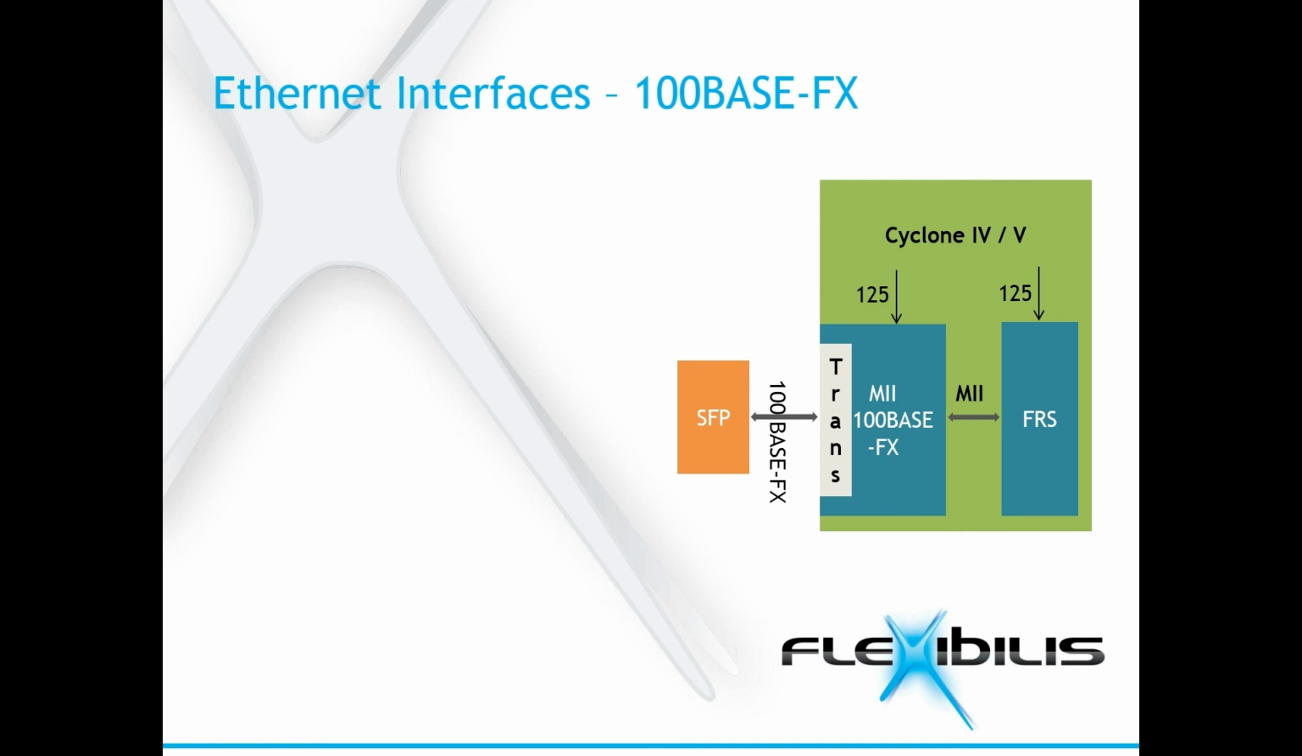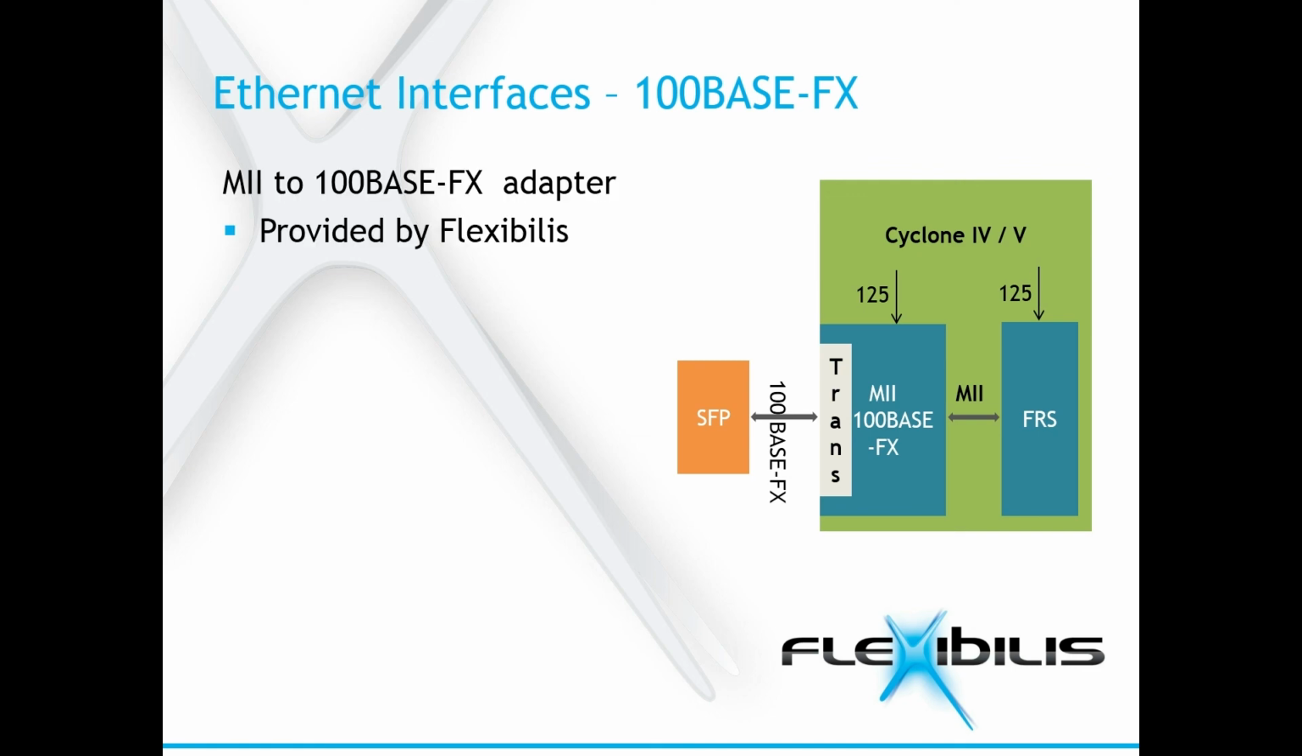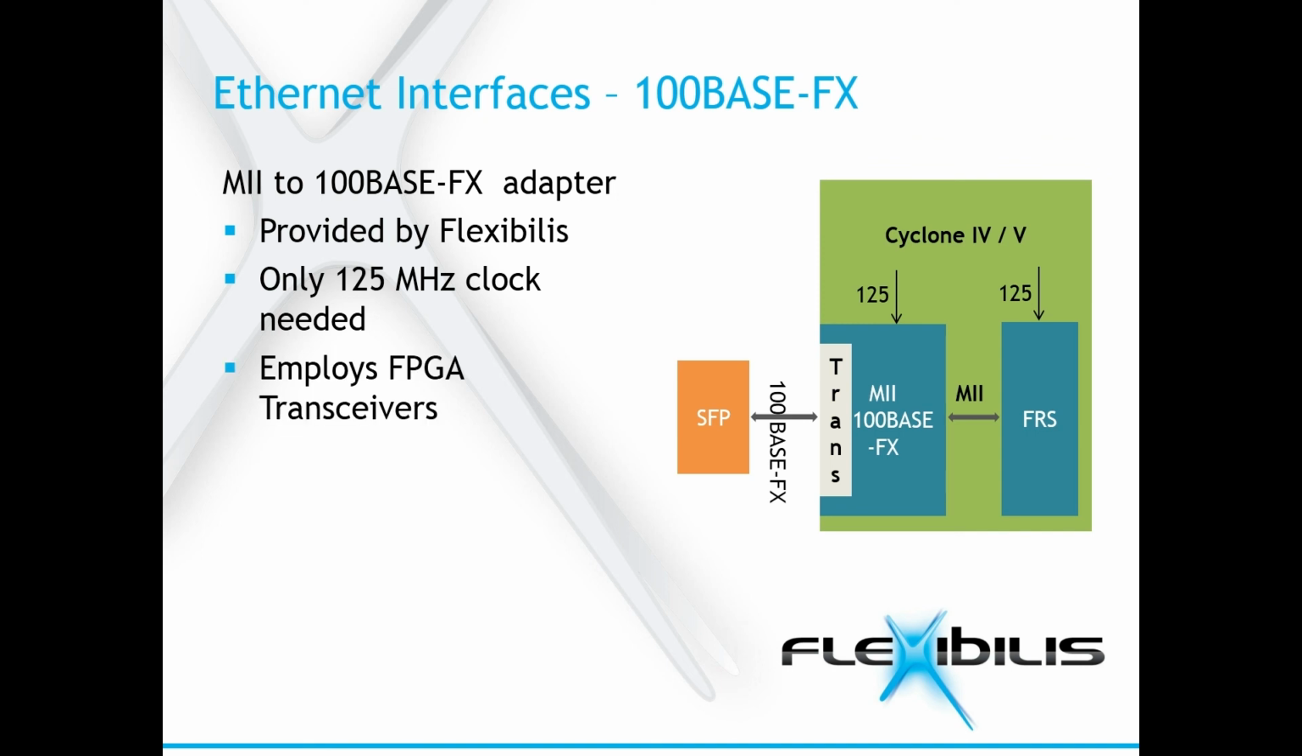For 100 base FX fiber optic transceivers and SFP modules, there is a 100 base FX adapter. The adapter needs only a single 125 MHz clock, and it uses the FPGA transceivers. The Cyclone V transceiver limitation applies, so a trial compilation is recommended before hardware design. As the name implies, 100 base FX is 100 megabits per second only.